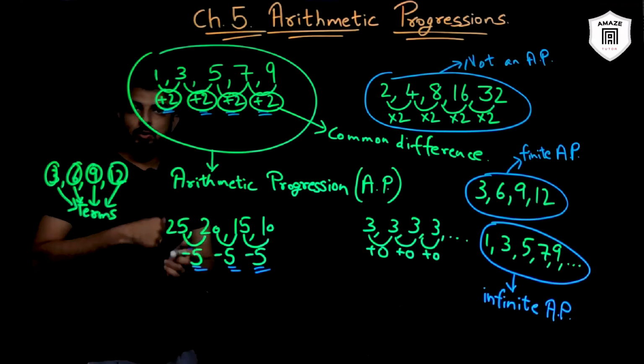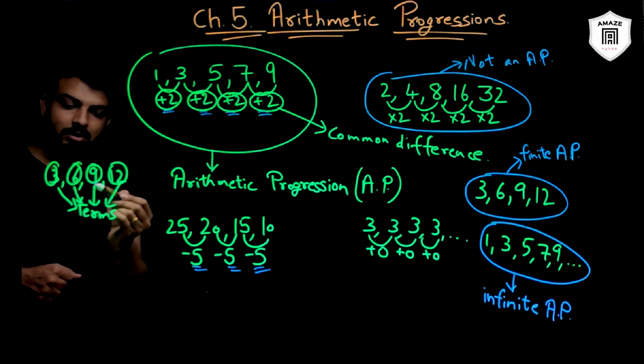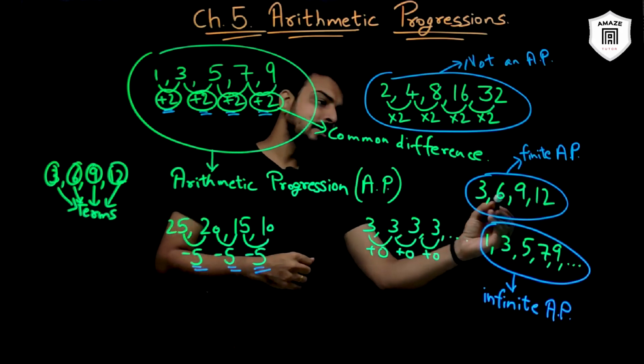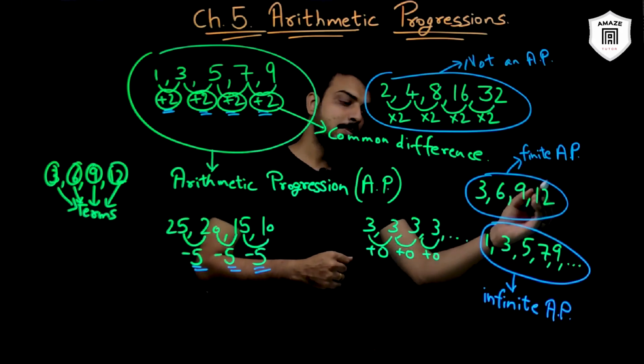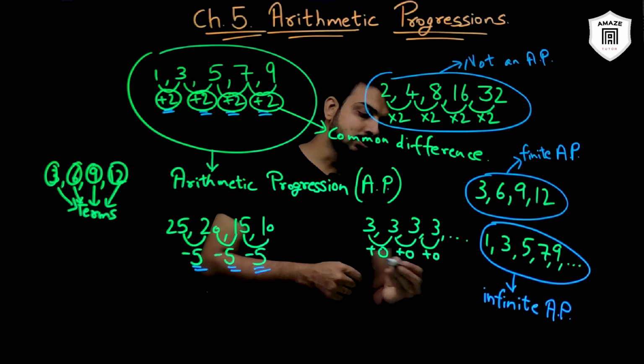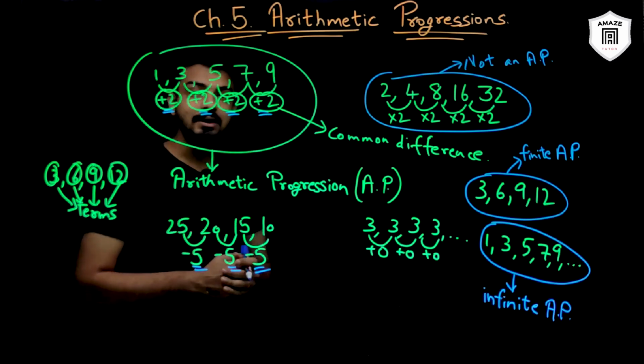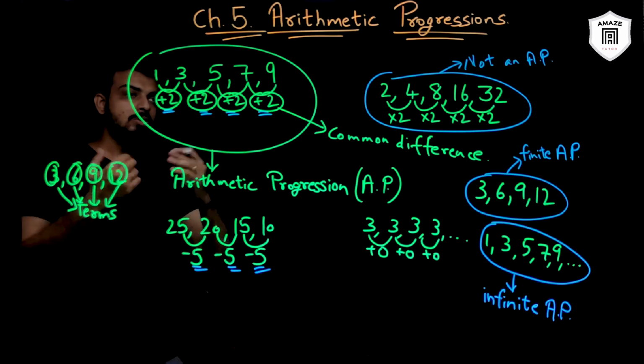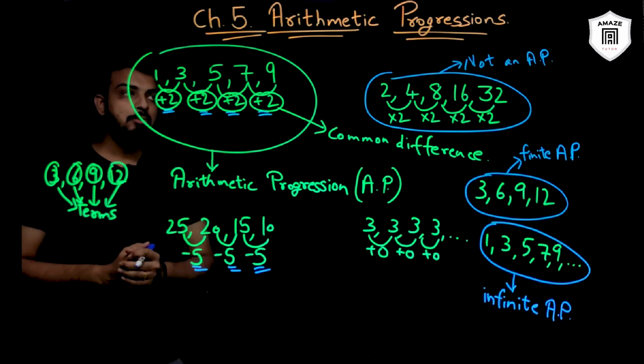Next thing I told you is that each one of them is called a term, and when you have a finite number of terms, it is a finite AP. When you have an infinite number of terms, it is called an infinite AP. So that was the introduction to arithmetic progressions.